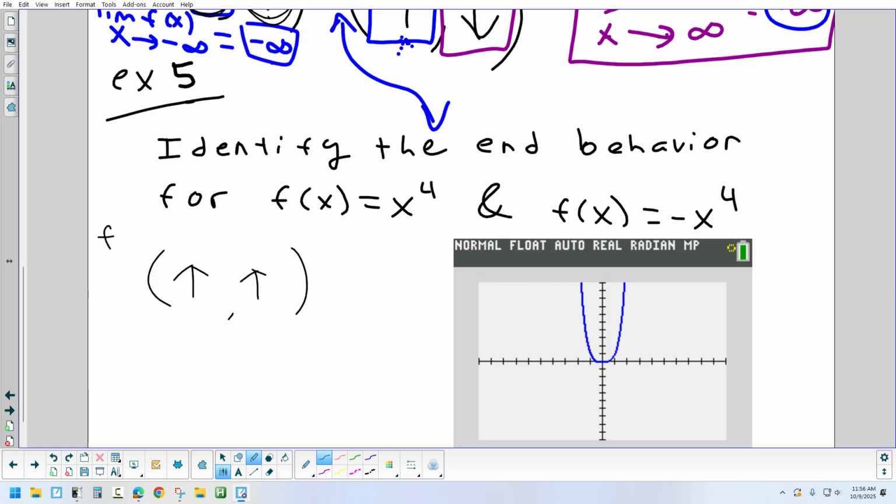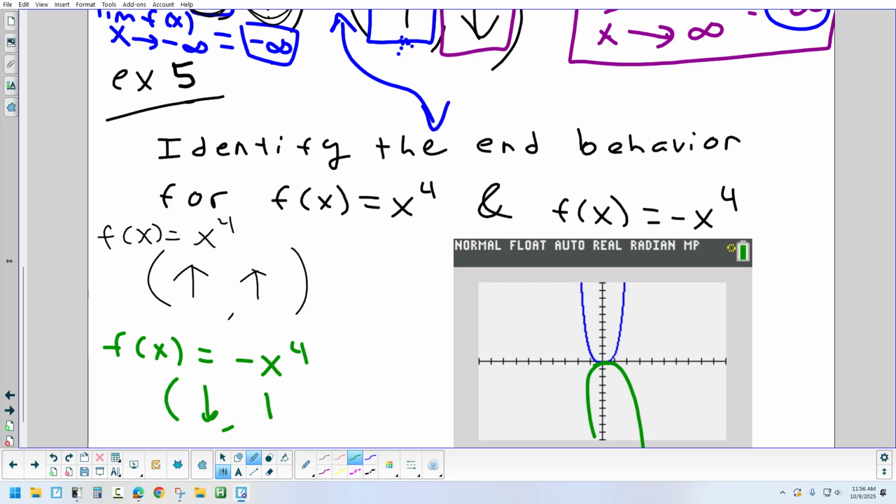This is for f of x equals x to the 4th. This negative, without resketching the whole thing, the negative would cause the graph to flip. So what do you think the end behavior here is? Both arrows are going down.